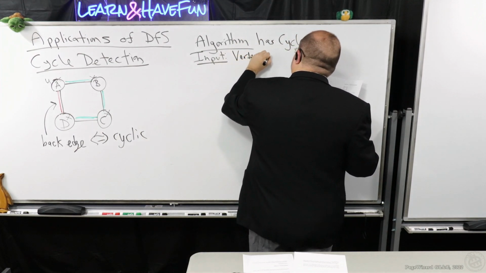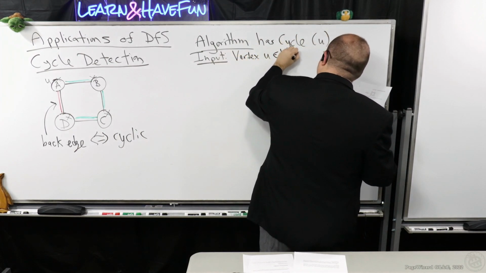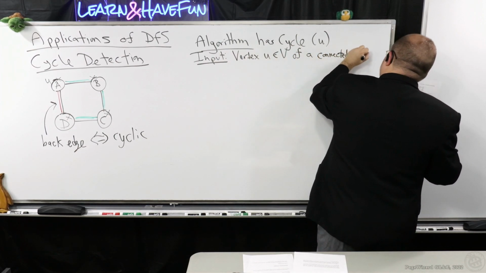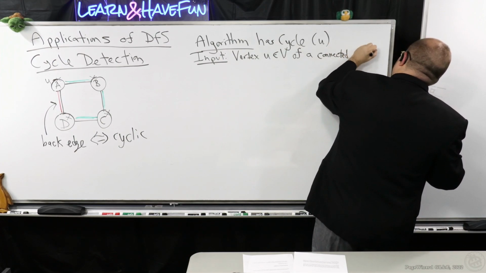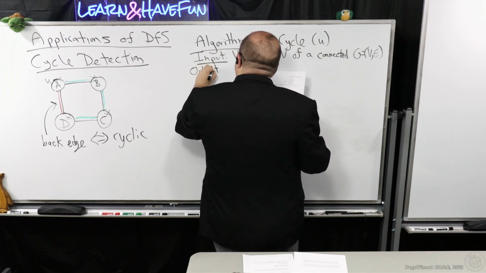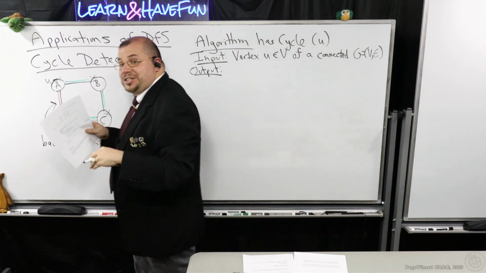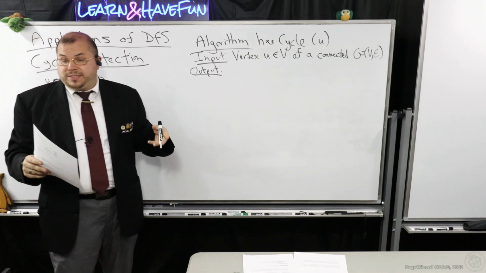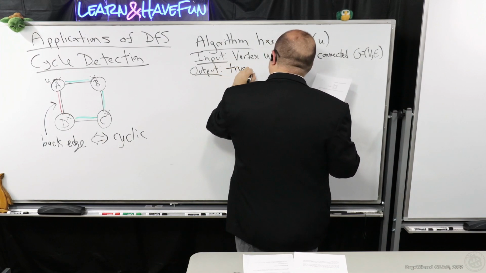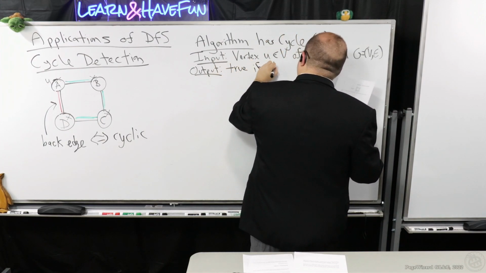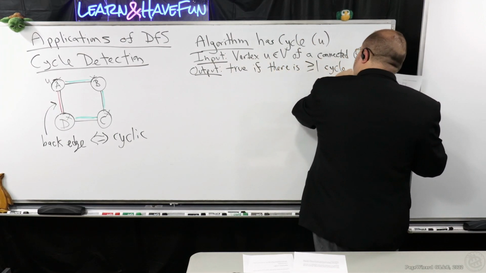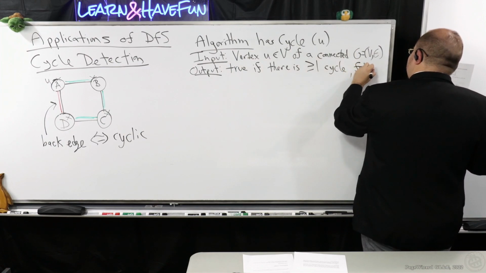So I give you a vertex of a connected graph. And I'm going to make it so it's just simply going to detect the cycle. So it's just going to tell me there is a cycle or there's no cycle. So it's going to return true if there's at least one cycle, false otherwise.